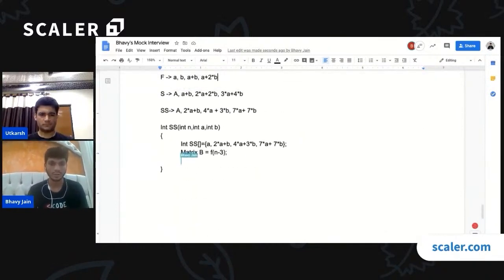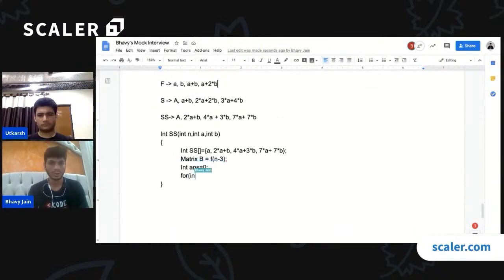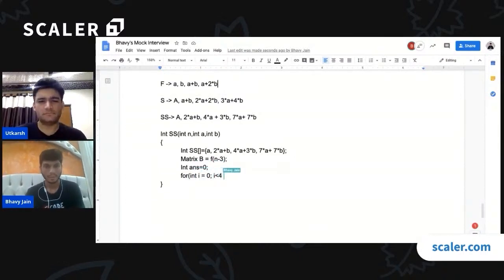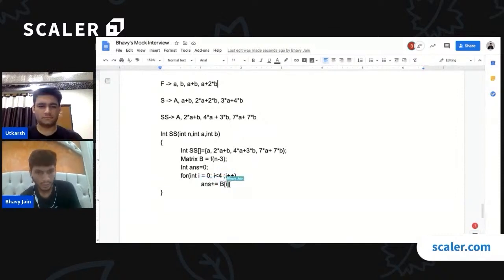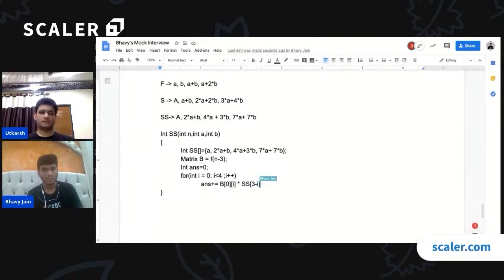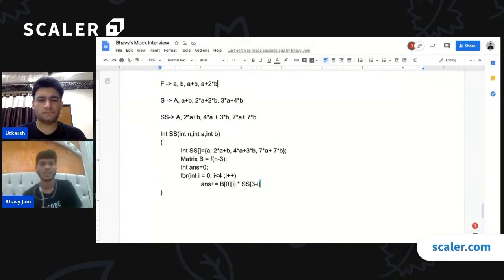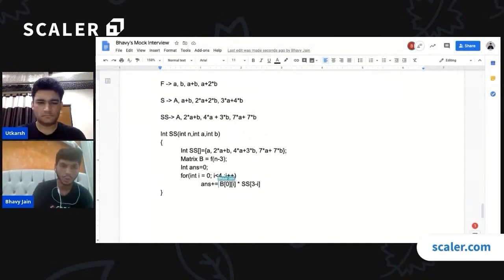So this is answer, int answer equal to 0. For int i equal to 0 to 4, i plus plus, answer will be b. We will only need the first row, so b[0][i] into ss of 3 minus i, because we are multiplying b00 by ss of 3, b01 by ss of 2, and b03 by ss of 0, so the sum is 3, so i and 3 minus i. And again, we will do all these operations modulo mod.